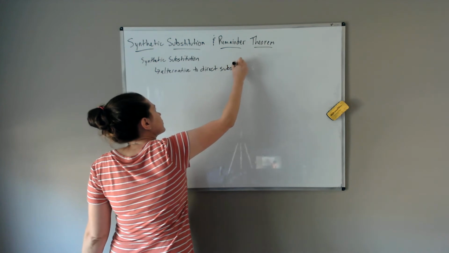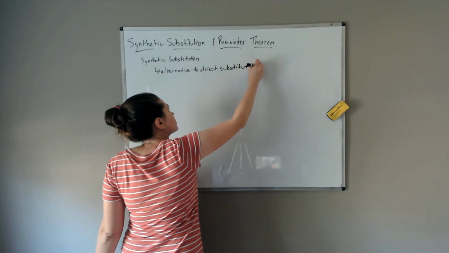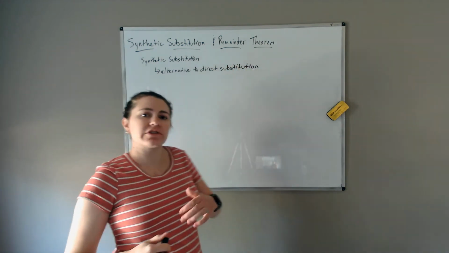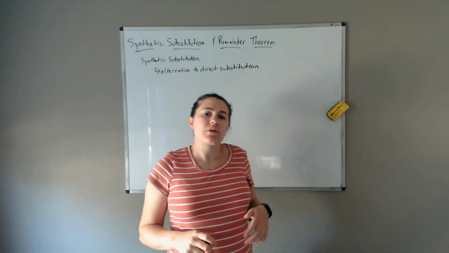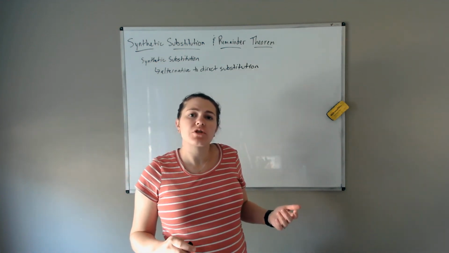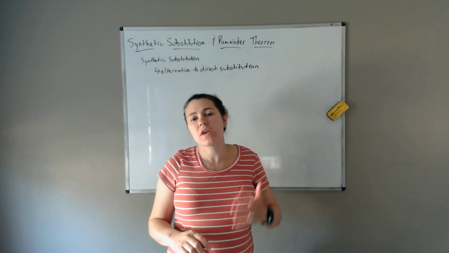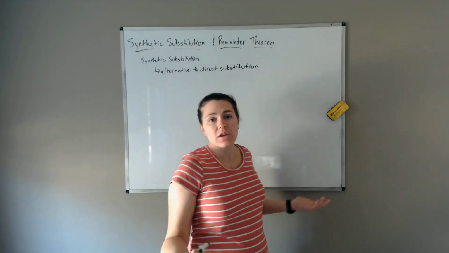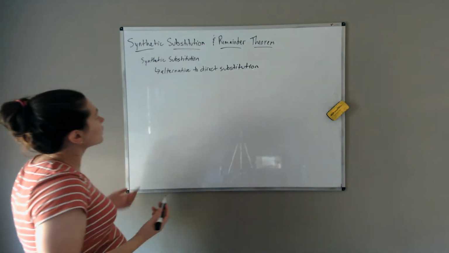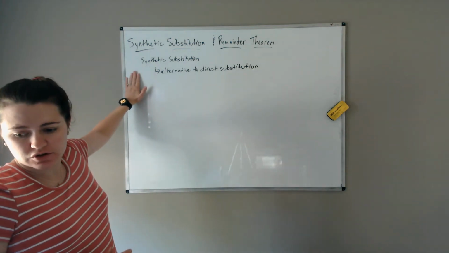Now, direct substitution is when you have to evaluate a function. So you are told this is the function f of x, and when you evaluate using direct substitution, you let x be 3 and you figure out what the output is. So you plug 3 in and you get the output. So what we're going to look at is something called synthetic substitution.